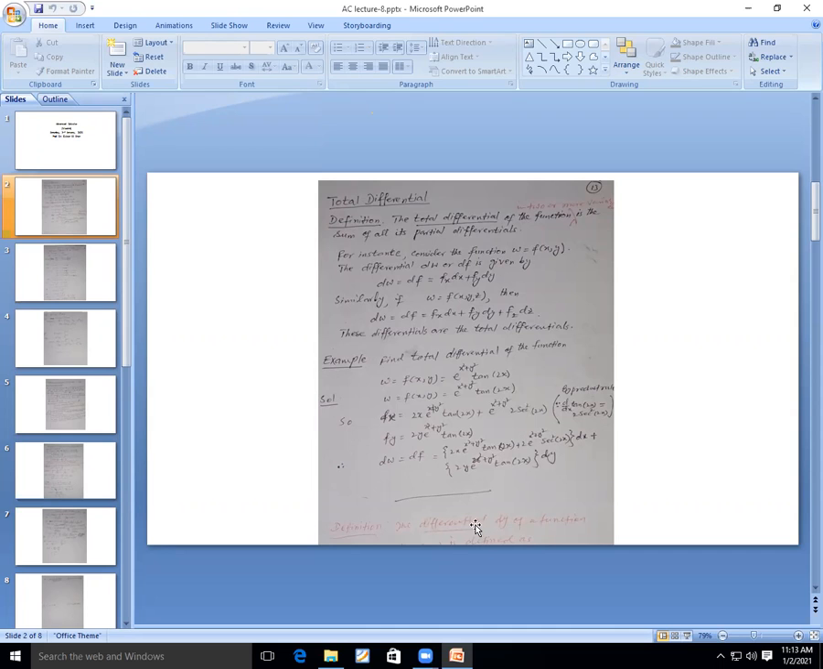Now differentiate this tangent 2x by using the product rule. You see the given function, which is a function in two variables, defined as e power x square plus y square tangent 2x. So this right hand side is the product of two functions.